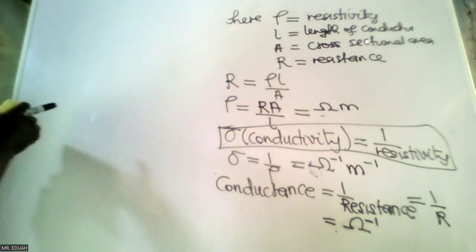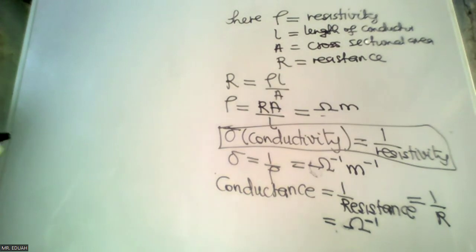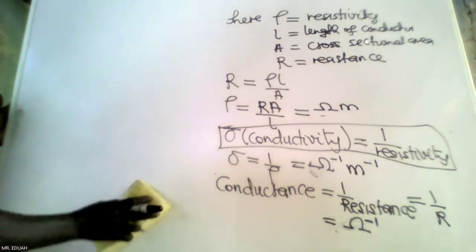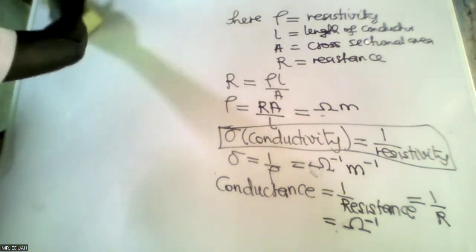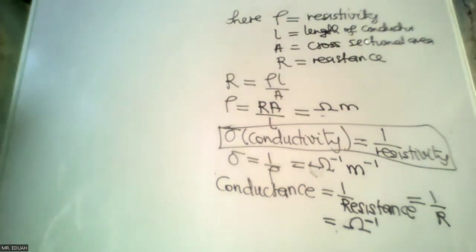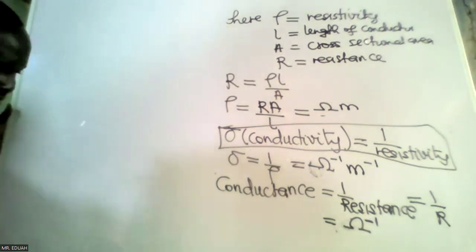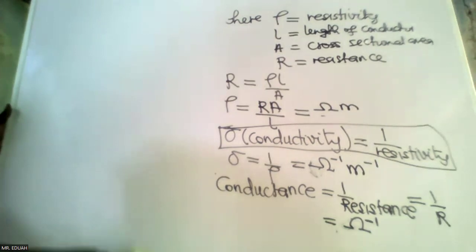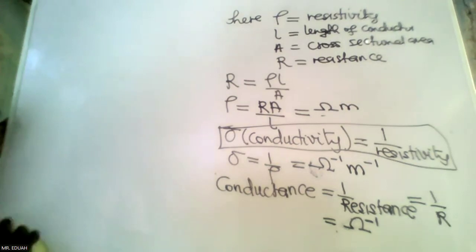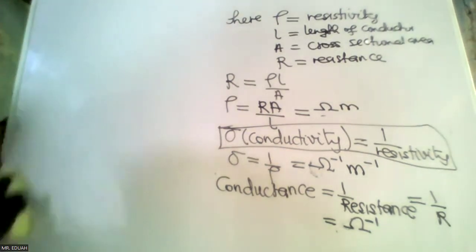Inverse of resistivity is equal to conductivity. So conductivity sigma is equal to 1 over rho. Then the inverse of conductance is equal to resistance. So please note the difference. So resistors connected in series and in parallel.